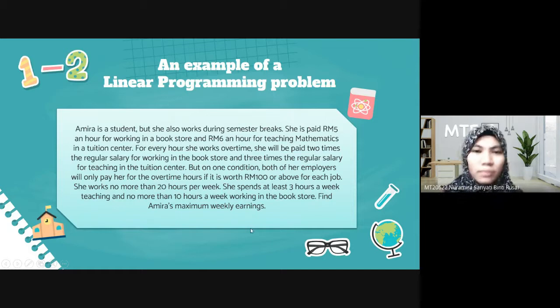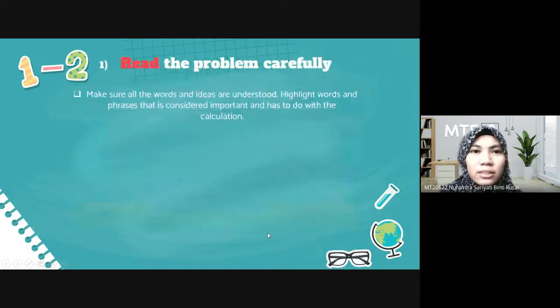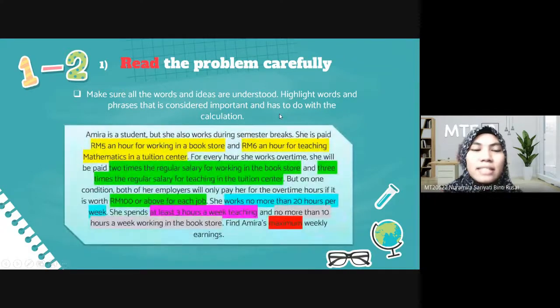So, the first thing that we have to do when we receive a question is to read the problem carefully. Make sure all the words and ideas are understood. Highlight words and phrases that are considered important and have to do with the calculation. So here we highlight the sentences that we think are important.